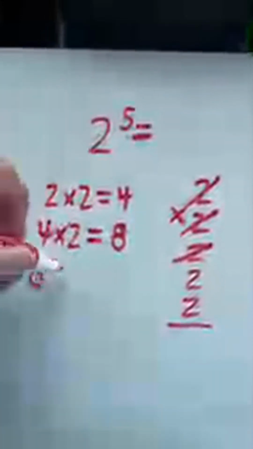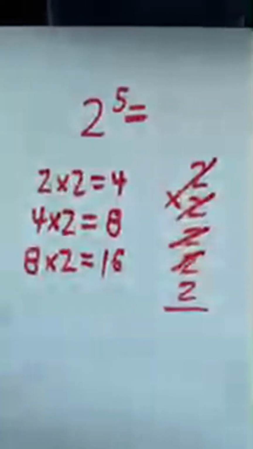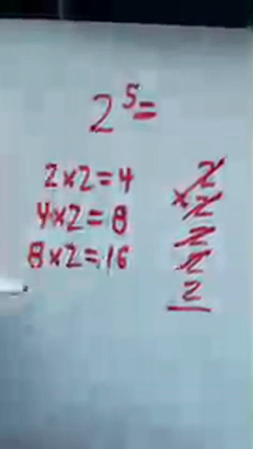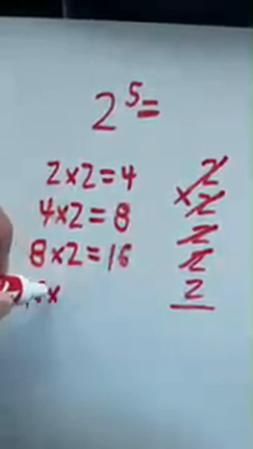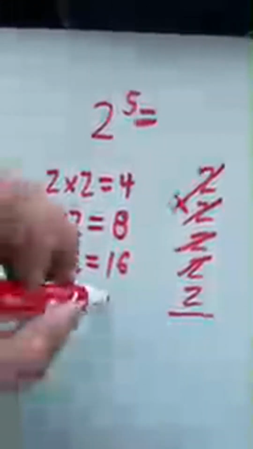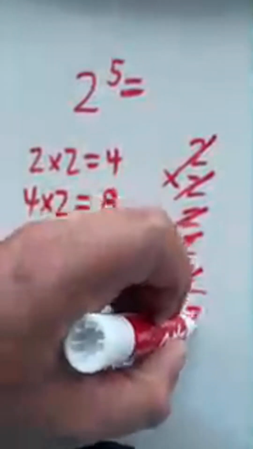Next, we take our answer, we multiply that by 2. 8 times 2 equals 16. So far we have just multiplied 2 4 times. Next, we take our answer, we multiply that by 2. 16 times 2 equals 32. So we have just multiplied 2 5 times. 2 to the 5th power equals 32.